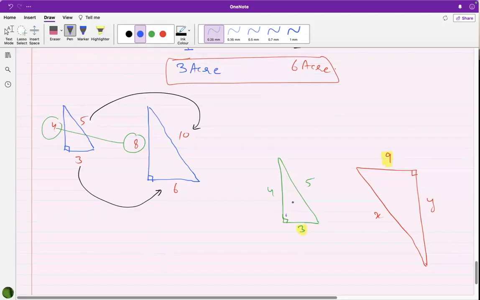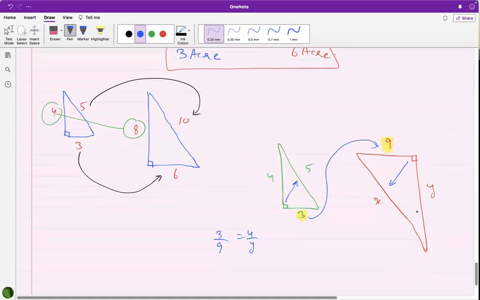But we can also say 5 is opposite to 90 degrees, X is opposite to 90 degrees. So we may not find any difference. So if I wish to write, I would write 3 over 9 is equal to 4 over Y. Any objection? No. So when solving, I can also see that this is basically 3 times. So Y has to be 12.